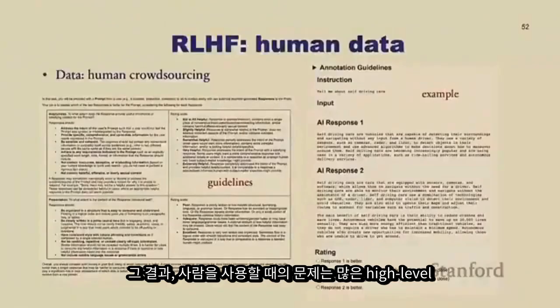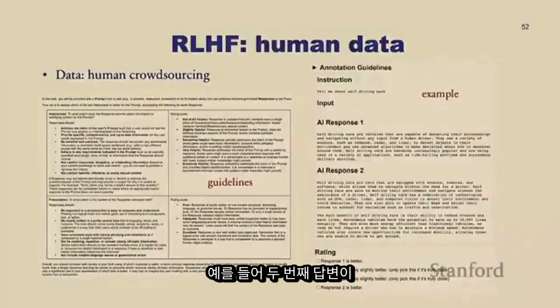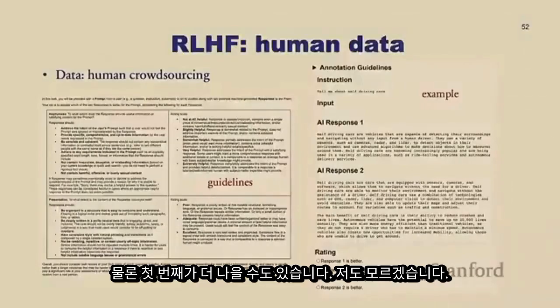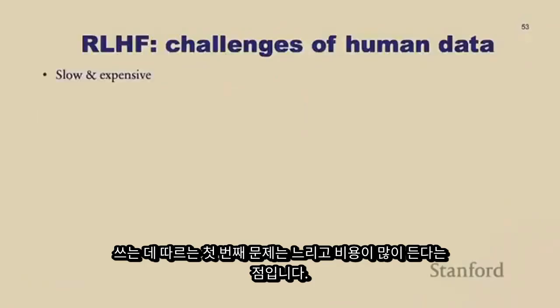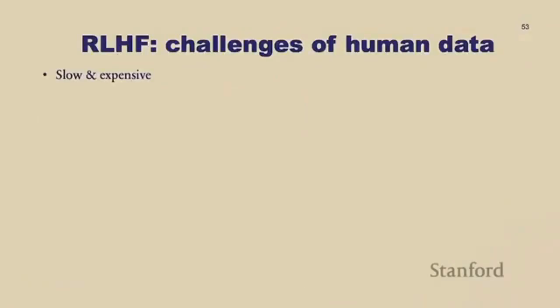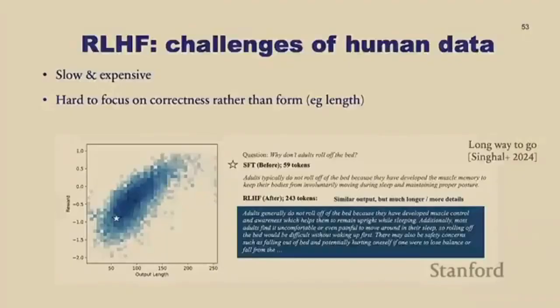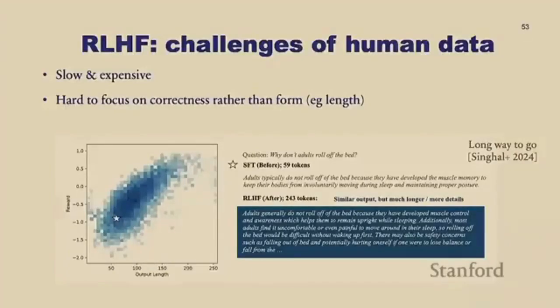And as a result, the problem with humans is that you will start optimizing a lot of high-level features. For example, the second one is longer. I can guarantee you that most humans will choose the second one, even though maybe the first one is better. I don't know, I haven't read it carefully. So challenges with humans: first, slow and expensive. Second, as I just mentioned, it's hard to focus on things that matter, like correctness. People usually look at things that don't matter as much, like the form, like length.